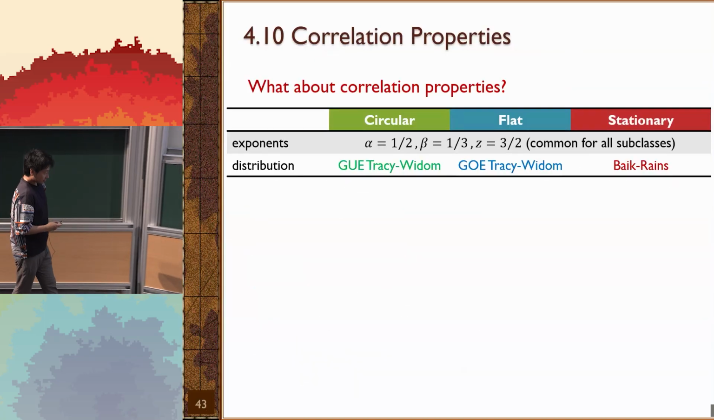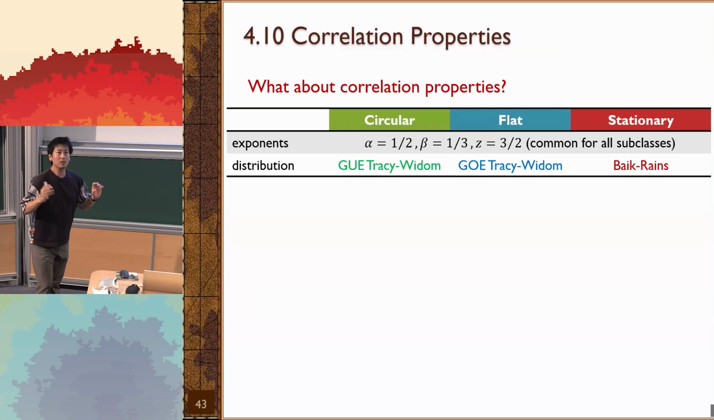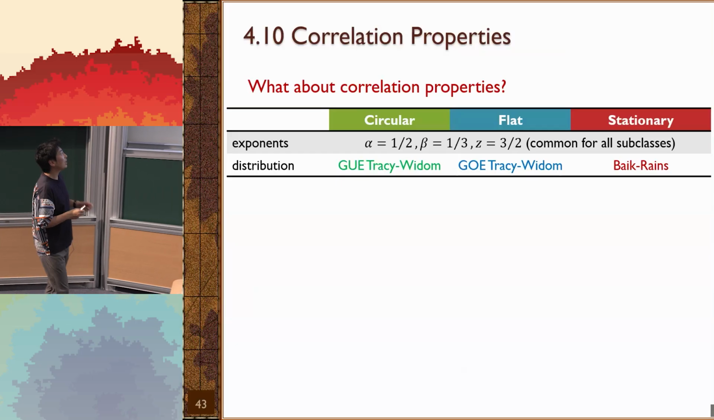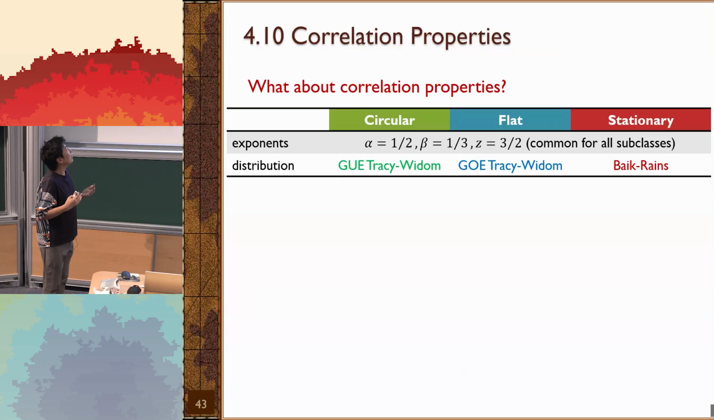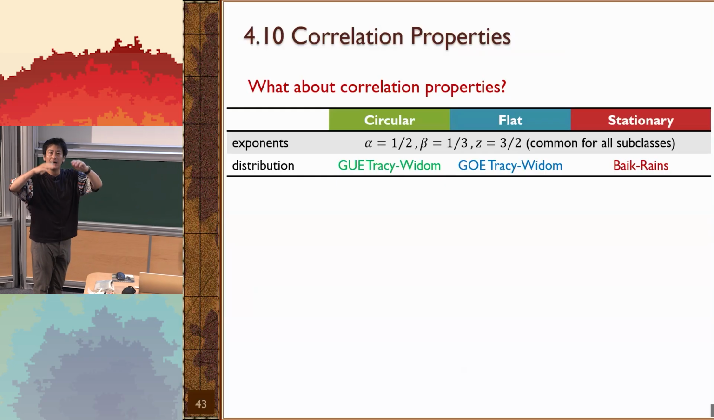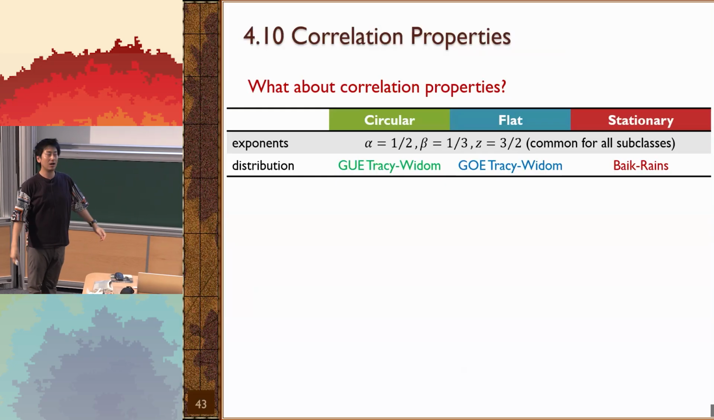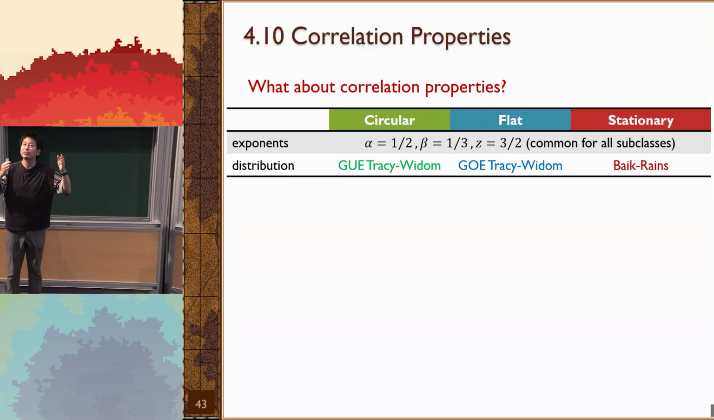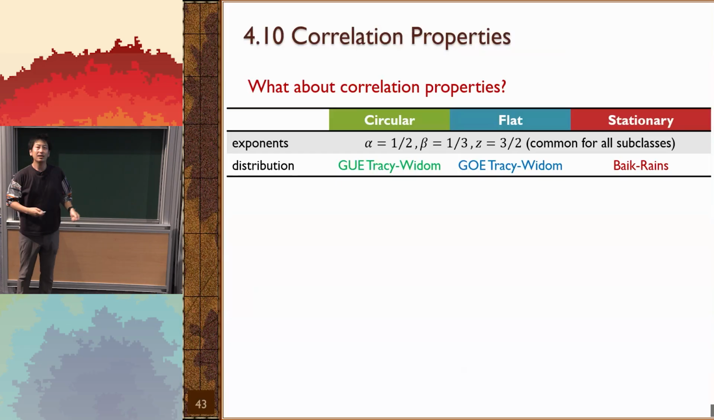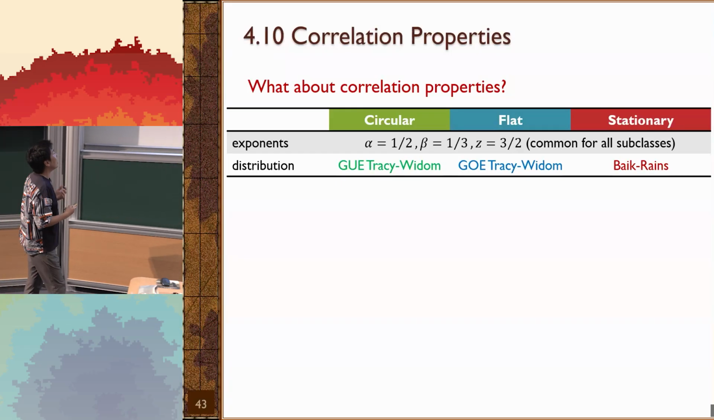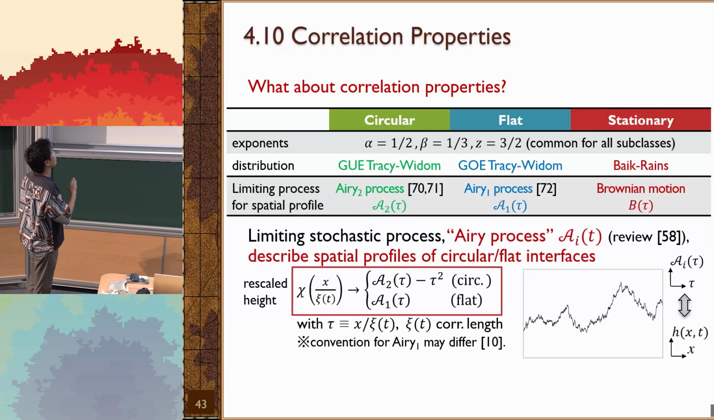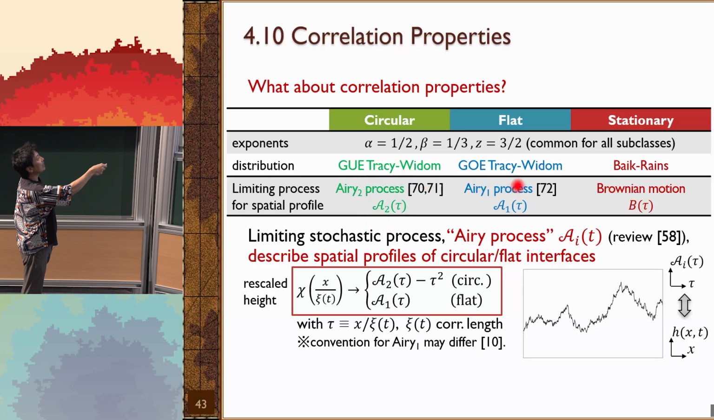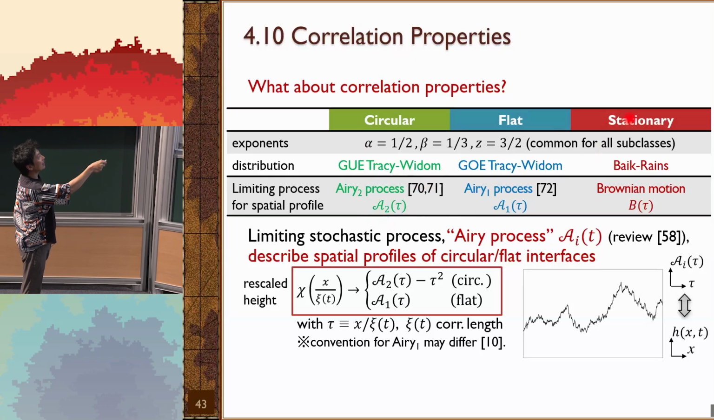OK. Now, so far, we only dealt with the one-point fluctuation property. The natural question is if there's anything we can say about the multi-point correlation properties. The answer is yes, especially for equal time multi-point correlations. There are a lot of things known in the literature. So actually, the limiting processes are characterized for all the 3 universality subclasses.